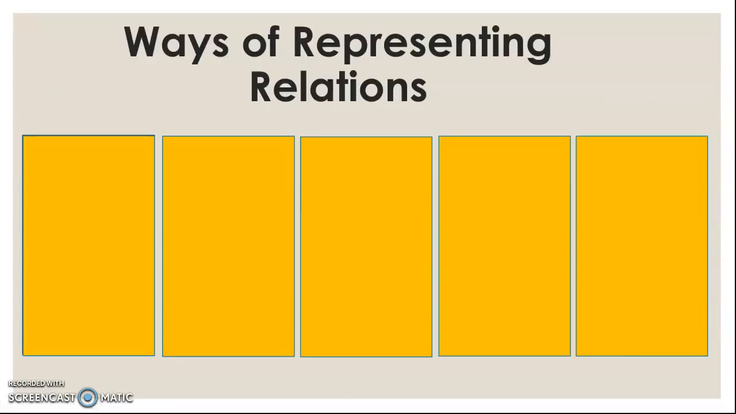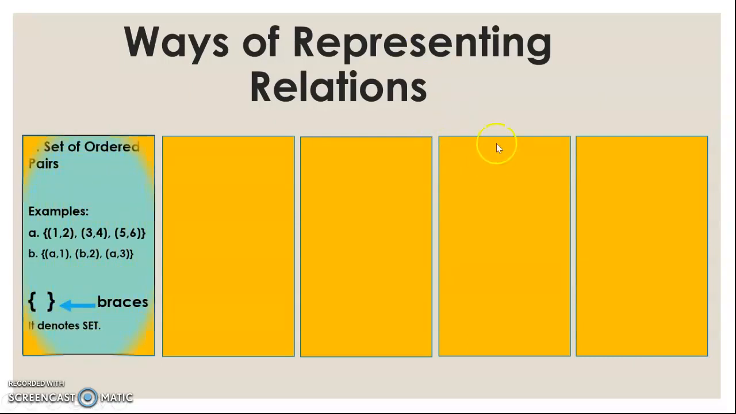Now there are different ways of representing relations, and these are the following. So first is through set of ordered pairs. So here are some examples of the set of ordered pairs. Mayroon tayong numbers na magkapares at nakapalob sila sa braces. And itong braces na ito ay ginagamit sa set notations.